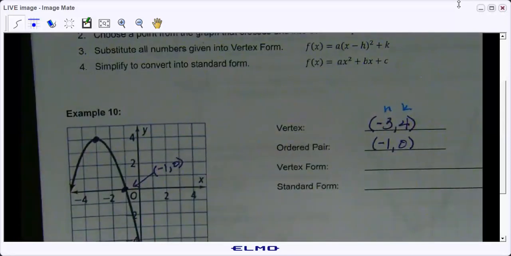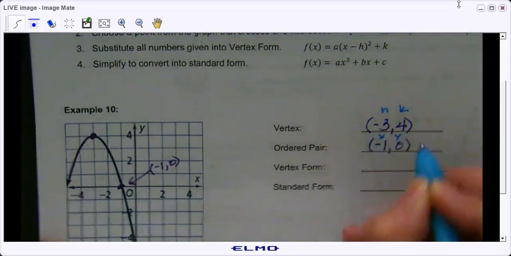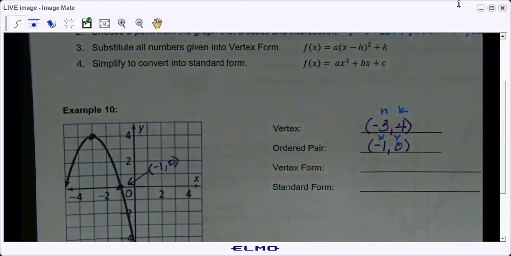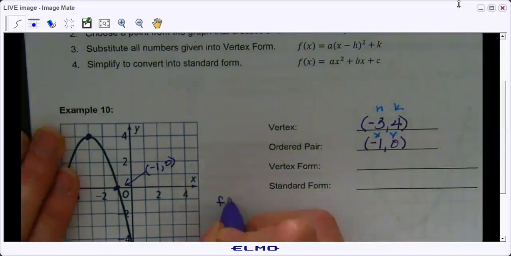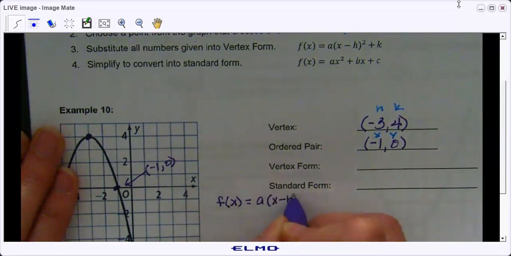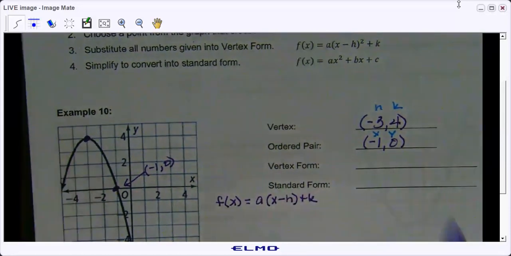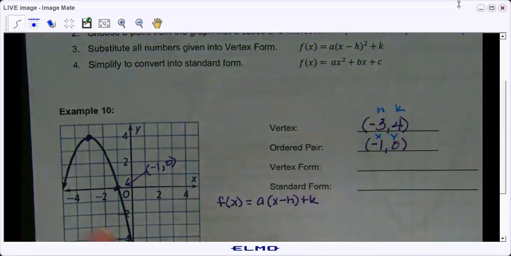So right now, we're going to do exactly what we did on the previous page. We're going to put these points, this is x, this is y, into vertex form and then convert it to standard form. But what do we need to do before we can put it into vertex form? We have to find the a. So here we go. We're going to do this all over again. We have f(x) = a(x - h)² + k, and we're going to plug these in to find a.